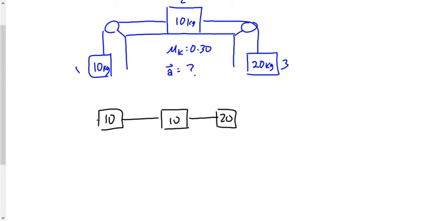We have a force of gravity acting on object number 1. I'll call it FG1. It's going to be equal to 10 times 9.81. We have another force of gravity acting this way. This is bigger, so I'm going to draw it longer, twice as long, in fact. And I'm going to call this FG2.